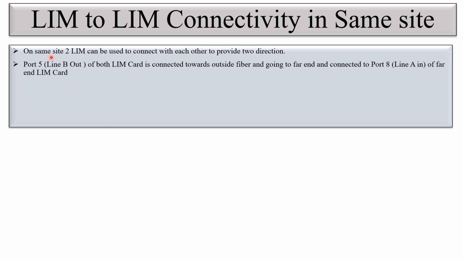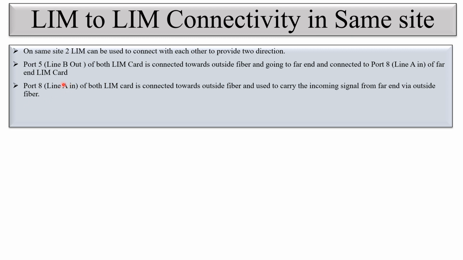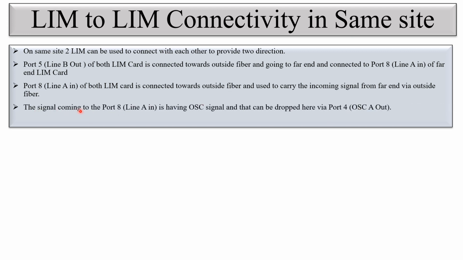On one limb site, two limbs can be used to connect with each other to provide two directions. Port 5 line B out of both limb cards is connected towards the outside fiber, going to the far end, and connected to port 8 line in of the far end limb card. Port 8 line in of both limb cards is connected towards the outside fiber and is used to carry the incoming signal which is coming from the far end via outside fibers. The signal coming to port 8 has the OSC signal, and that can be dropped by port number 4, which is OSC out. So from port number 4, the OSC carried by the far end signals, coming in at port number 8, is extracted.